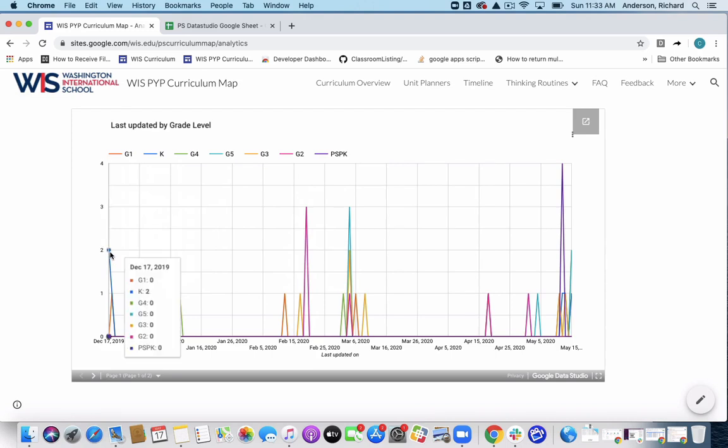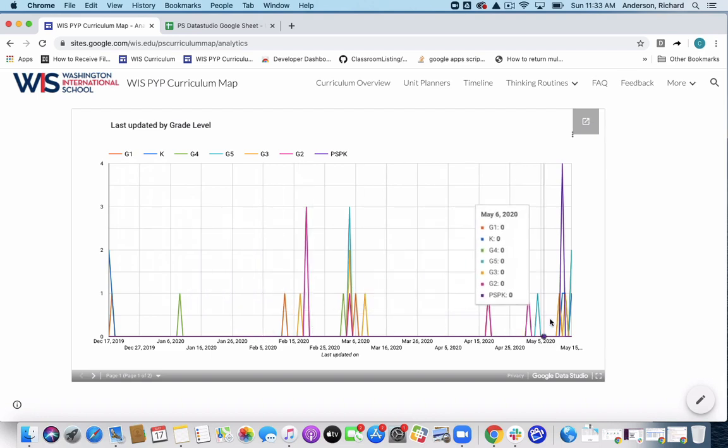So the oldest last update date is right before winter break, and then everything else is pretty recent. You can see there's a lot of activity happening right now with the unit planners, which is exciting to see. So that's that picture through data.